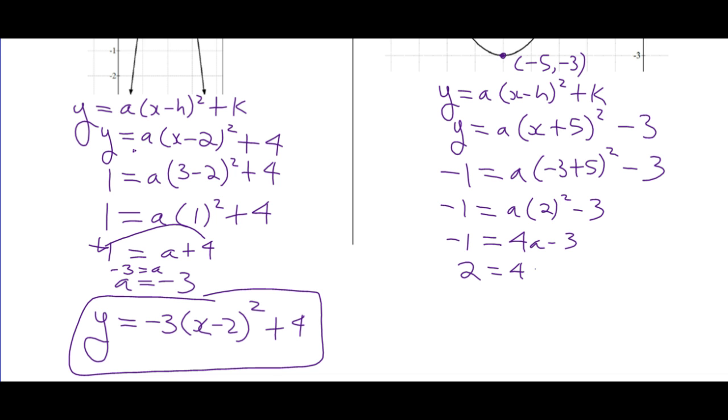2 is equal to 4a. 2 over 4 is equal to a. A is 1/2. Oh my God, that's a shock. We already knew that, right? So you're going to be able to, most of the time, count it out and figure out the value of a, unless it's something like 1/3, 1/5 or something. There's no way you could really see that off the graph very easily.